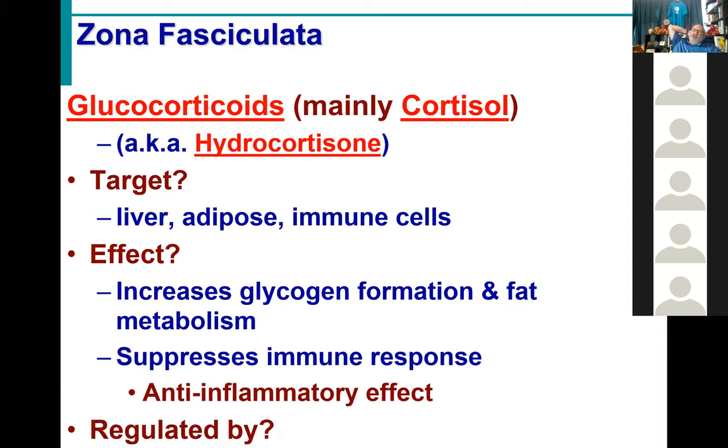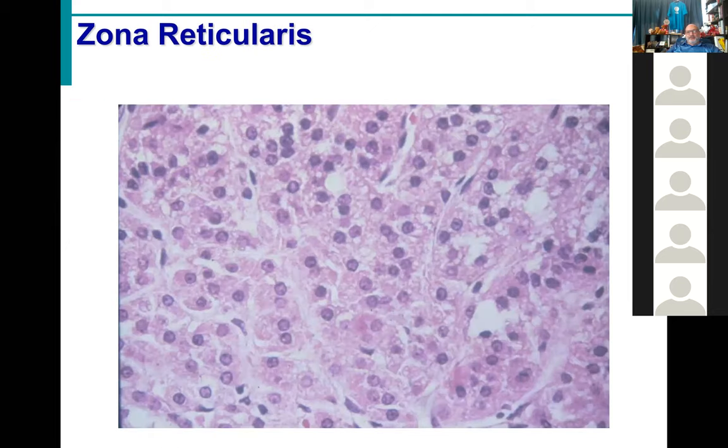And how is our zona fasciculata and our glucocorticoid production regulated? Hormonally via adrenocorticotropic. Excellent. I like how Ashley was ready. She was poised and ready to go. Knew the question was coming. I love it. Excellent. Perfect.